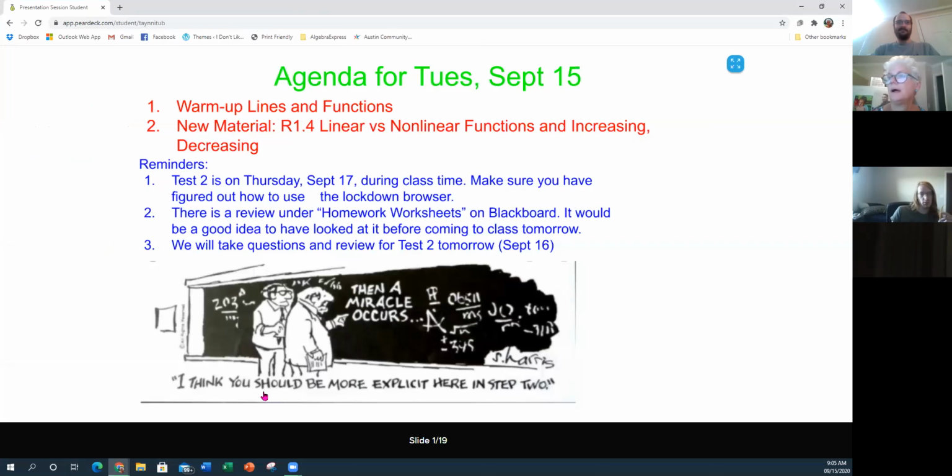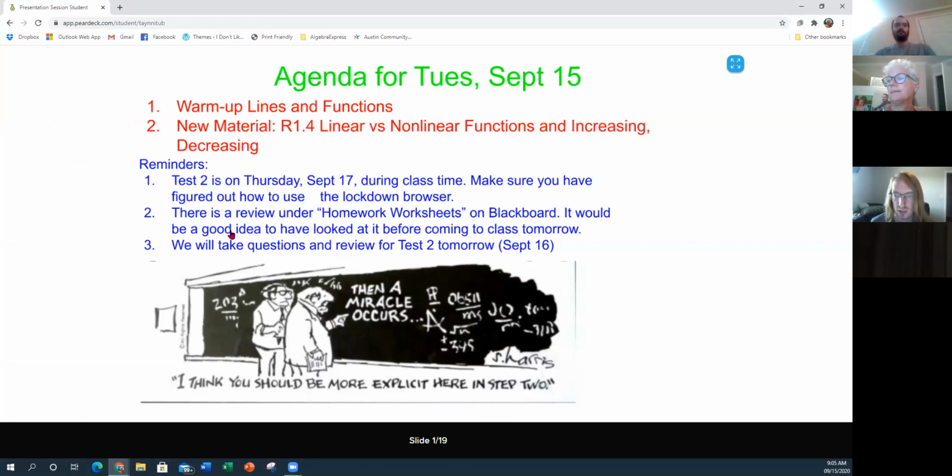Okay, so today, this is the agenda. We'll do a warm-up on Pear Deck using lines and functions, just stuff that we have covered up till now. Not a very long, lengthy thing, but definitely worth looking at. The test has been written, and so I'm trying to give you some ideas of what you'll be seeing on that test. Then we'll cover the new material, and again, that's not very lengthy.